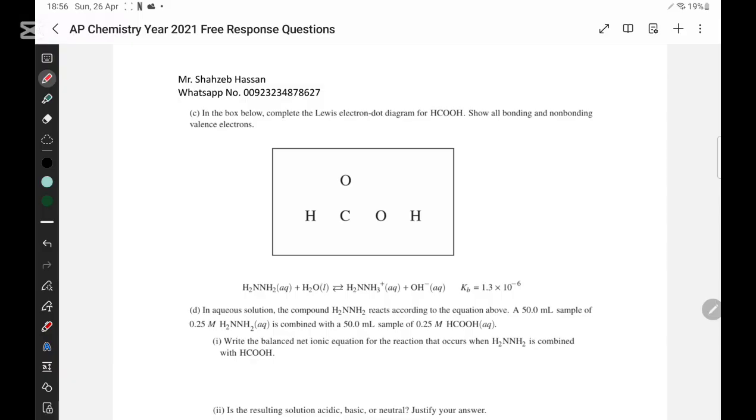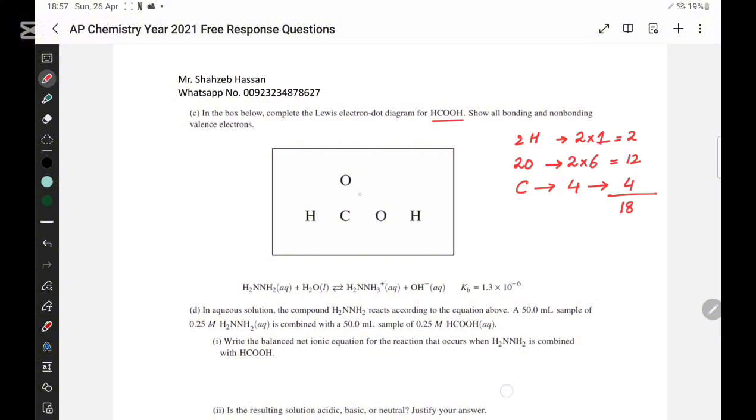For this part, they are saying for HCOOH, write the Lewis electron diagram. So first let's count the valence electrons. We have two hydrogens, and each hydrogen has one electron in its valence shell, so it is 2 times 1. There are two oxygens, each with 6 electrons in its valence shell, so it is 2 times 6, which is 12. For carbon we have only 4 electrons, as there is only one carbon, so the total becomes 16 plus 2, which is 18.